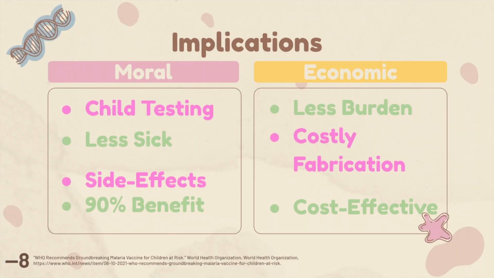Implications of the malaria vaccine. The economic implications are that because of the prevention of malaria, there is a reduction in the economic burden that comes with experiencing or caring for someone with chronic sicknesses. It is also cost-effective according to the modeling estimates.